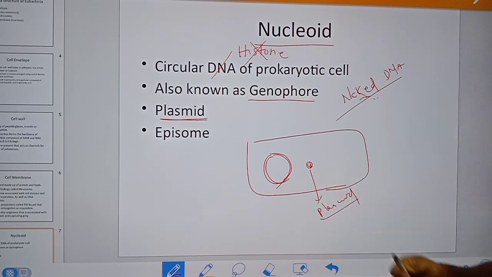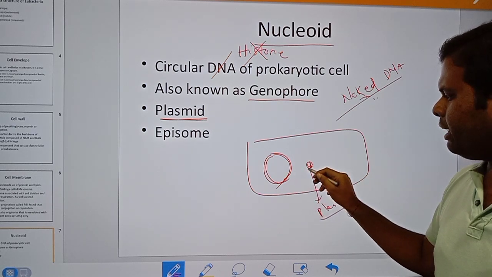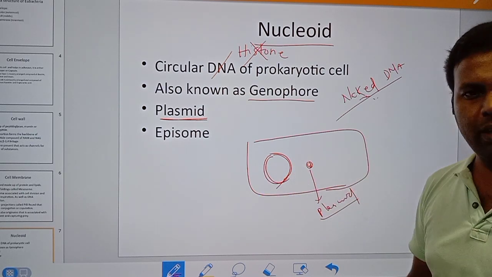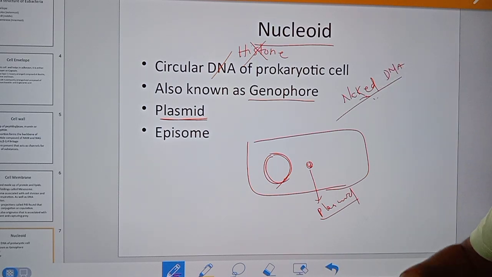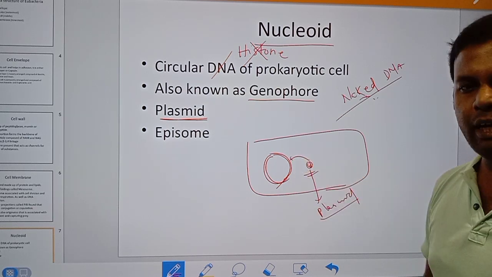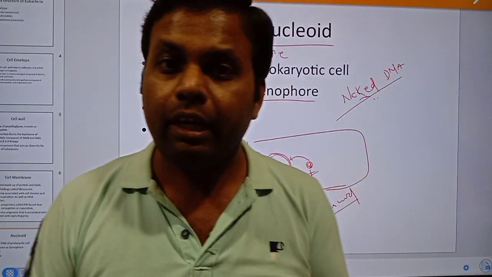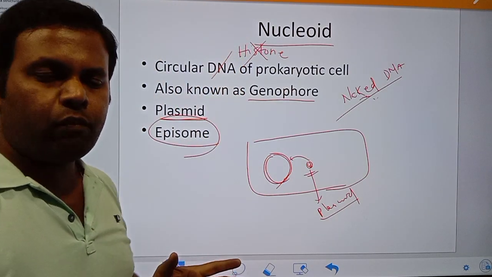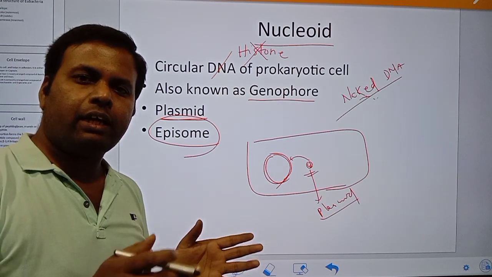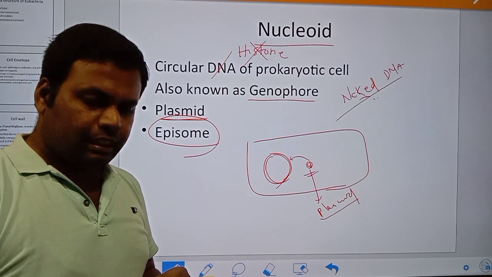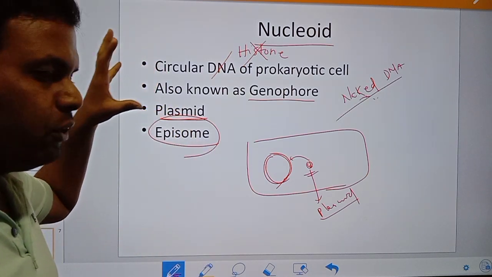So this plasmid has a very important role. Sometimes it may remain independent of the main DNA and not remain together with it. But in some other cases, you will find the plasmid incorporated into the main DNA. That structure is known as an episome. So an episome is the structure where the plasmid gets incorporated into the main DNA of the cell. These are the different nuclear structures.